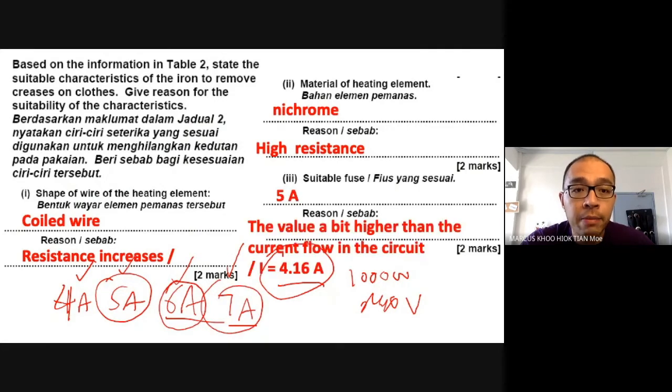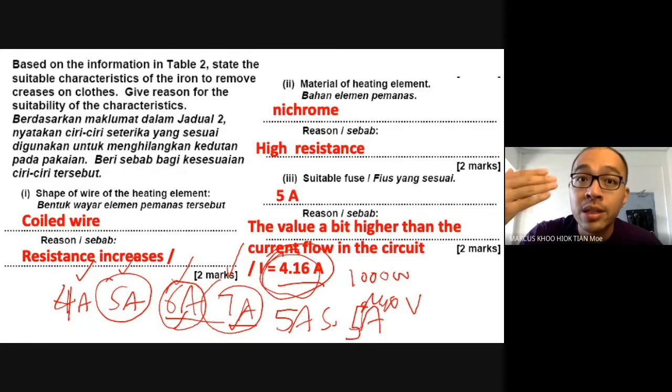Even though it is more than 4.16 amps, if your fuse is 6 or 7, you can still provide, for example, 5 amps or 5.5 amps of current. And the iron will still function, but it won't be able to function normally. It will over-function.